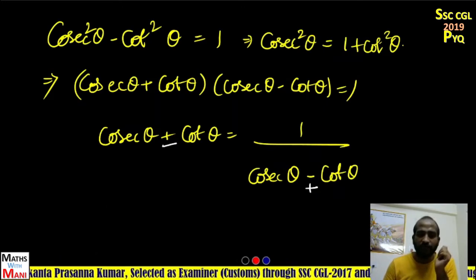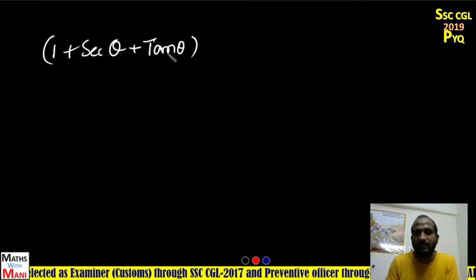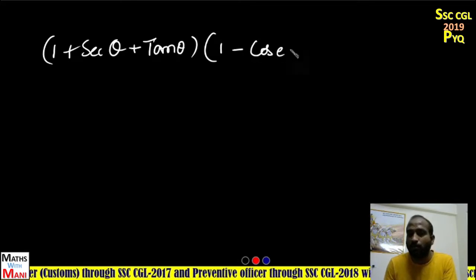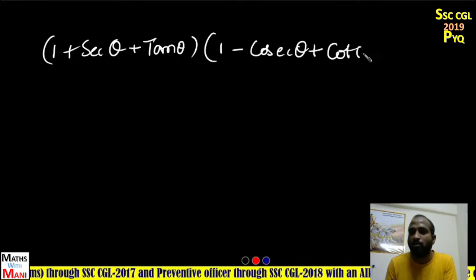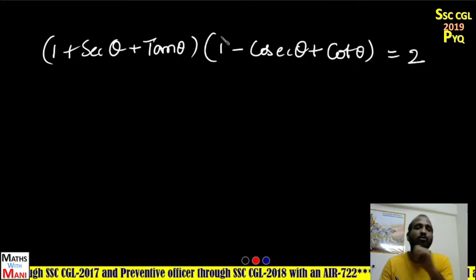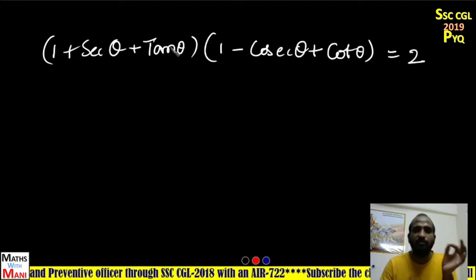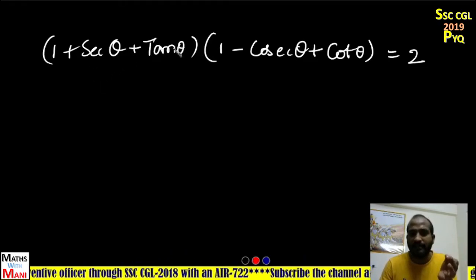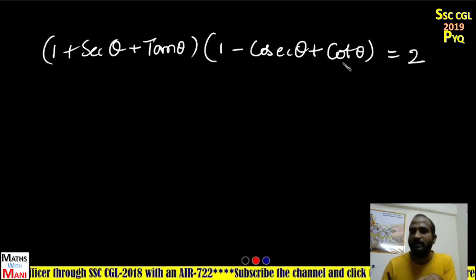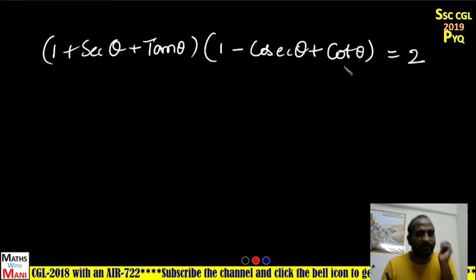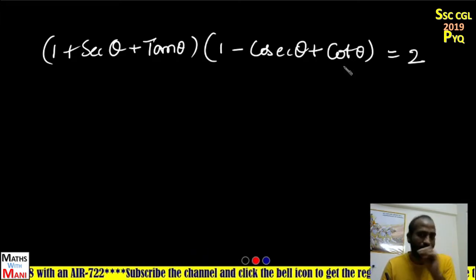And the next thing, we already discussed it: 1 plus secant theta plus tan theta into 1 minus cosecant theta plus cot theta is always equal to 2. I derived this formula. Just write down secant as 1 by cos and tan as sine by cos, cosecant as 1 by sine and cot as cos by sine. Then you can easily derive this formula. This is also very, very important.